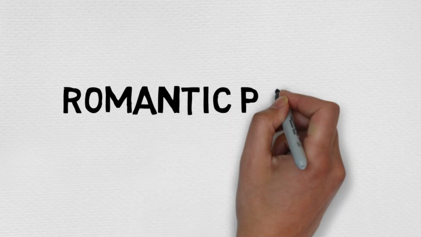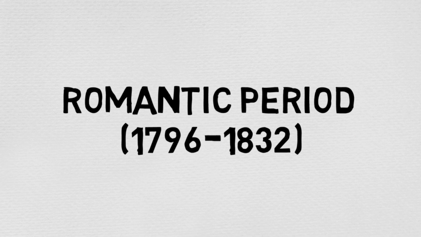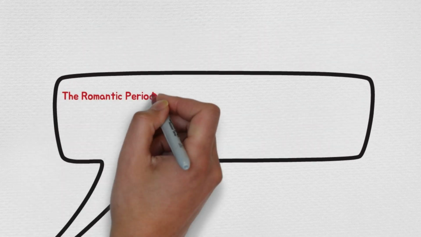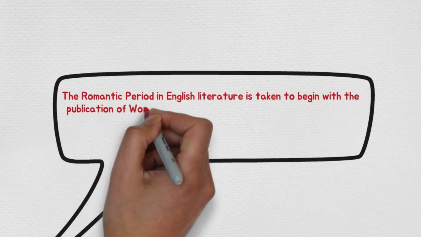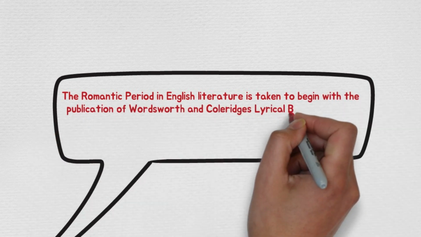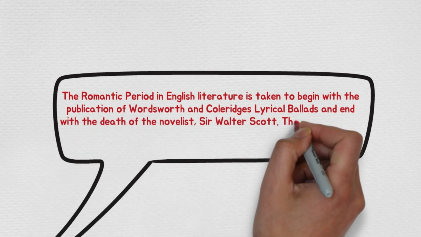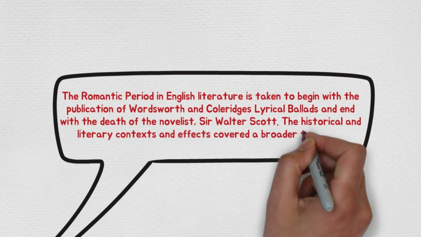Today we will discuss the Romantic period from the History of English Literature, whose time span is 1796 to 1832. The Romantic period in English literature is taken to begin with the publication of Wordsworth and Coleridge's Lyrical Ballads and end with the death of novelist Sir Walter Scott. The historical and literary contexts and effects covered a broader time span.